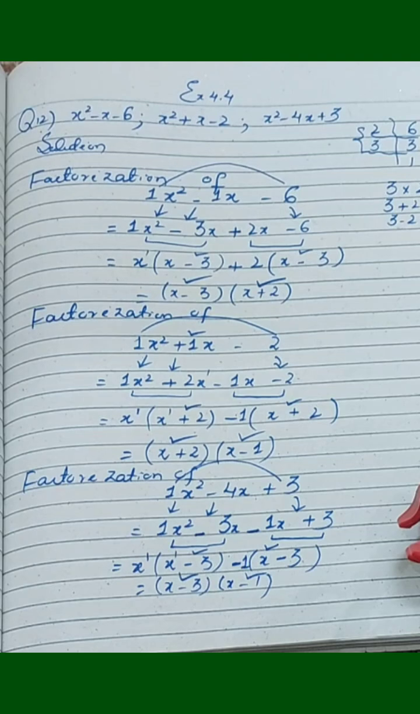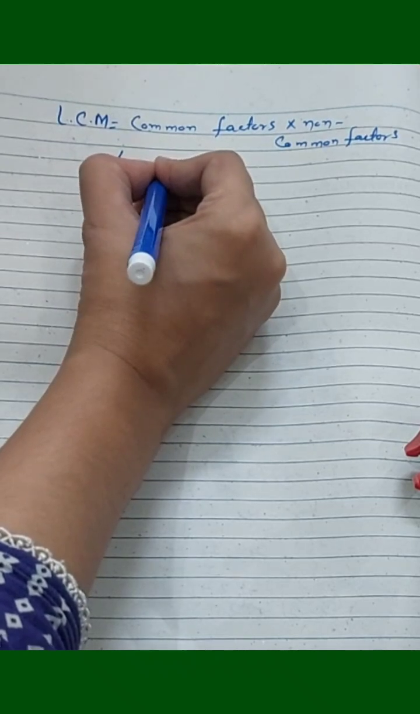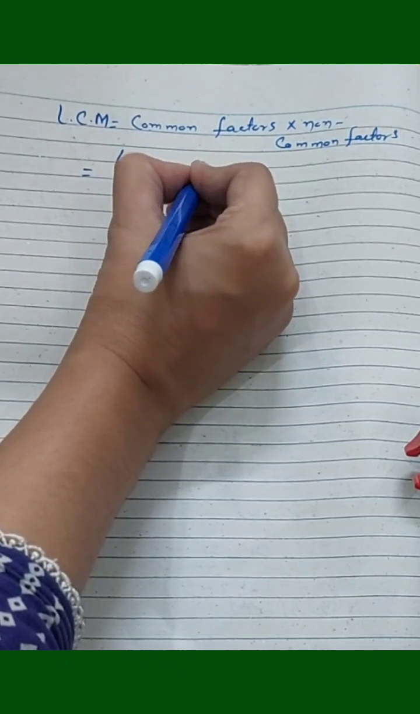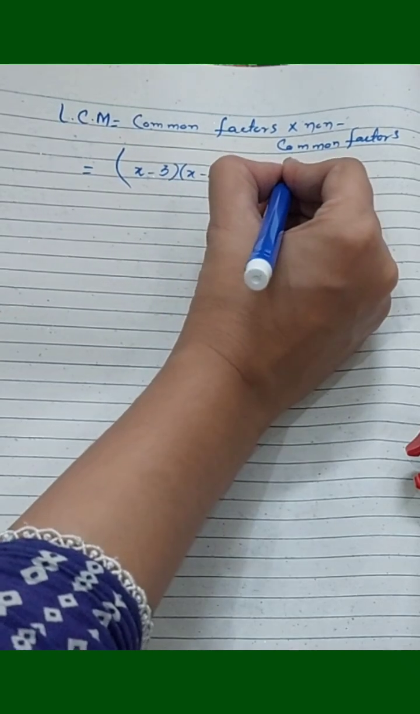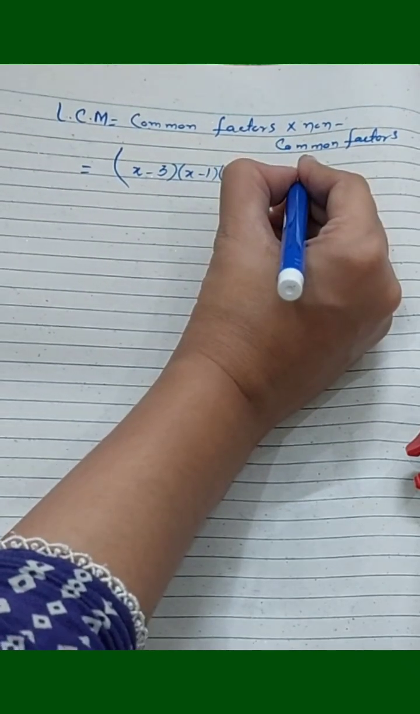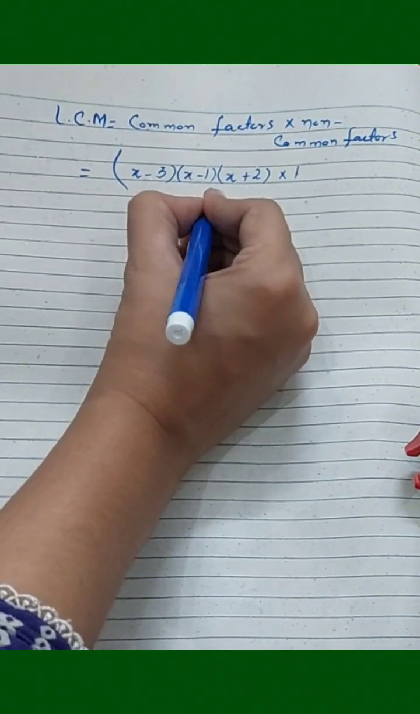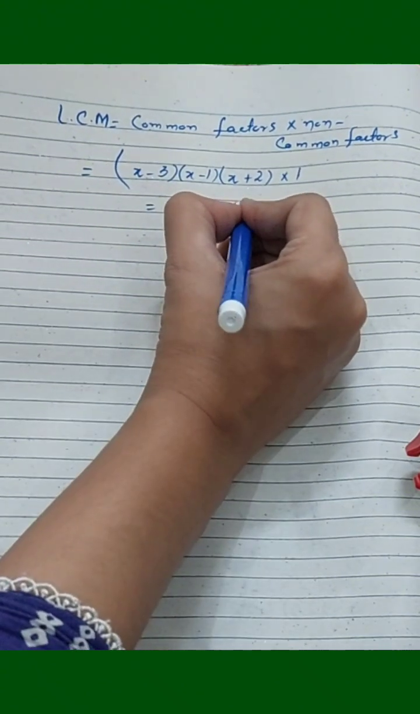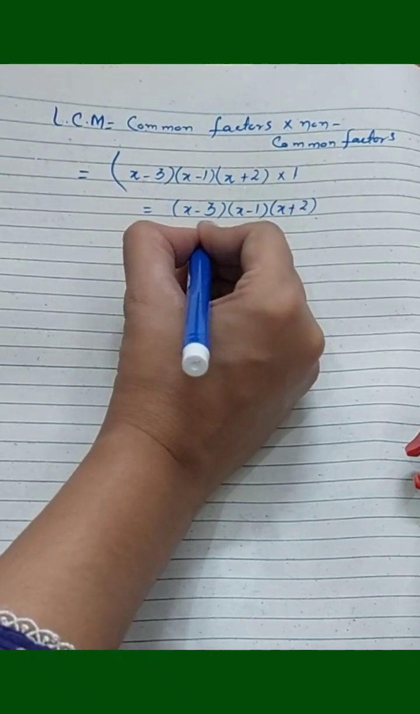So finally we can write x minus 3, x minus 1 and x plus 2, and there is no uncommon factor. Non-common factor you can write, it will be 1. So finally the answer is x minus 3, x minus 1 and x plus 2. Here our question is over.